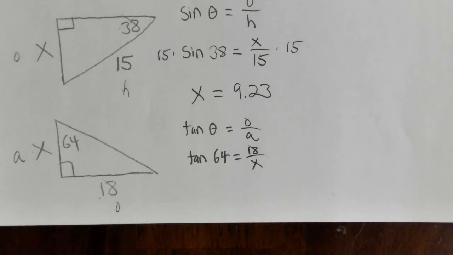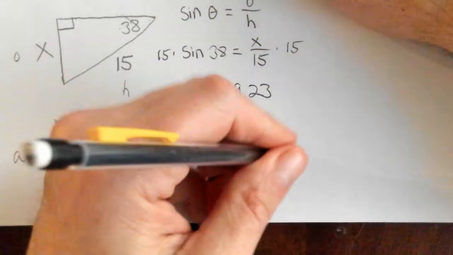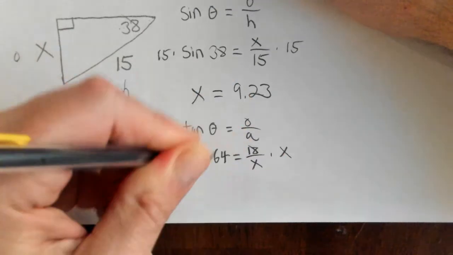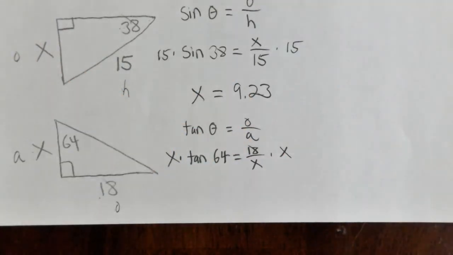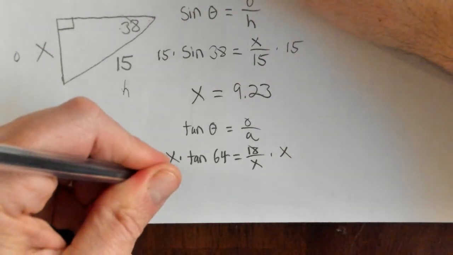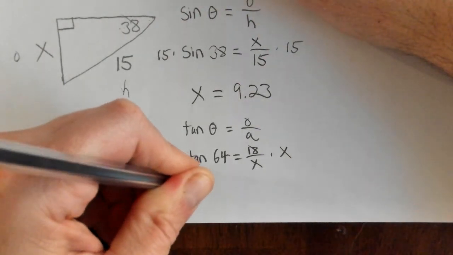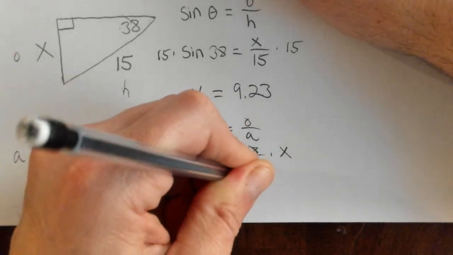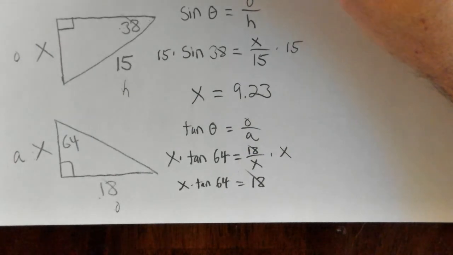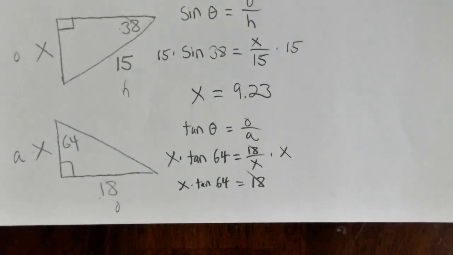And once that happens, I need to see how I can get x out of the denominator of the fraction. Well, I need to multiply both sides by x. That will get the x out of the denominator. What that leaves me with on this side is x times the tangent of 64 is equal to 18. Now I'm still not done because I need to isolate the x. I need to get the x by itself.